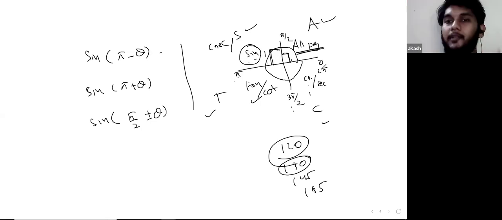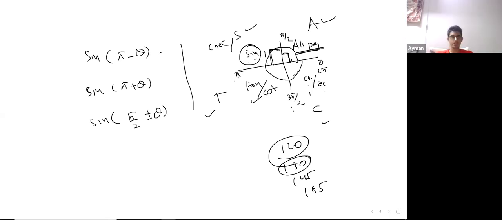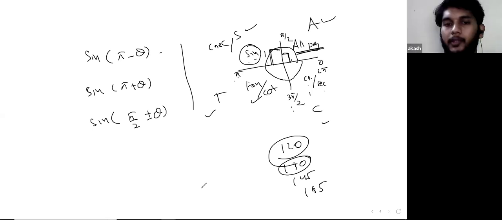Cot will be negative and sec will be negative. And the same thing holds for each quadrant. First draw this one, then I'll explain what to do further.